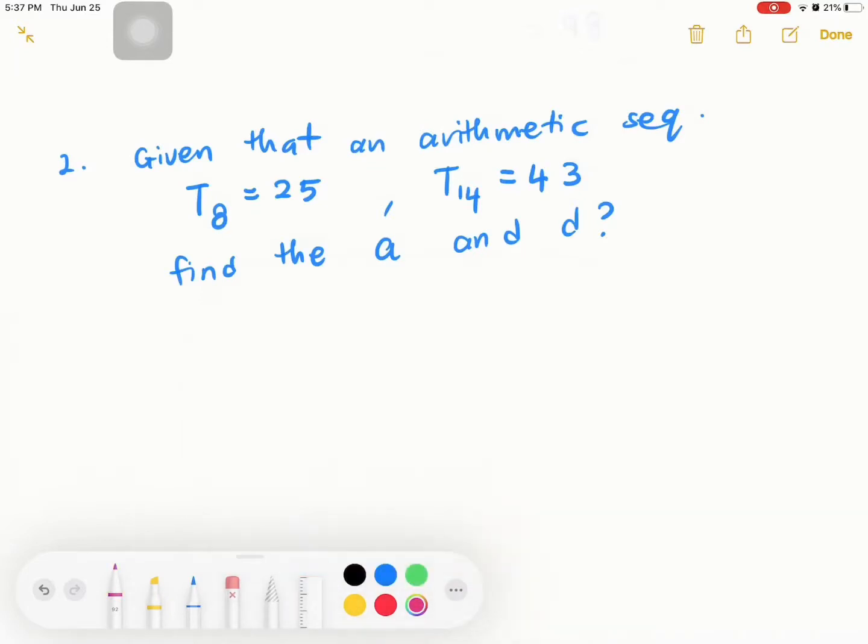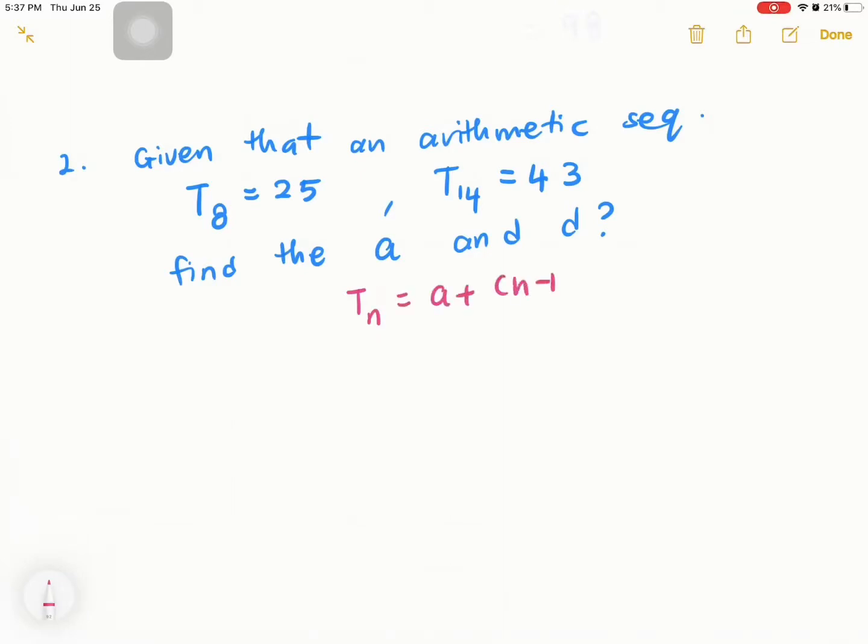If you want to find A and D, first thing first, using the formula of arithmetic progression, Tn is equal to A plus N minus 1 times D. We are taking T8 equals 25 and put everything inside the formula. So T8 is equal to A, because we don't know our A, just put A, plus N minus 1 because our N is 8. Now I take just 8 minus 1. And we don't know our D, so we put D and then equate it with the given 25. So if we simplify, we get A plus 7D equals 25.